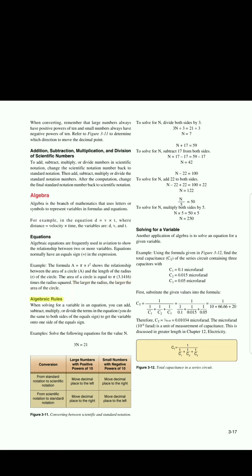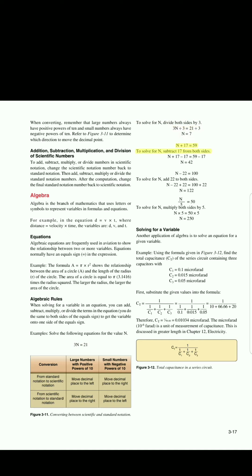Algebraic rules. When solving for a variable in an equation, you can add, subtract, multiply, or divide the terms in the equation. You do the same to both sides of the equals sign, to get the variable onto one side of the equals sign. Examples. Solve the following equations for the value n. 3n equals 21. To solve for n, divide both sides by 3. 3n divided by 3 equals 21 divided by 3, n equals 7.